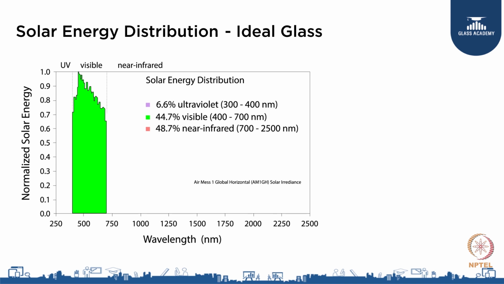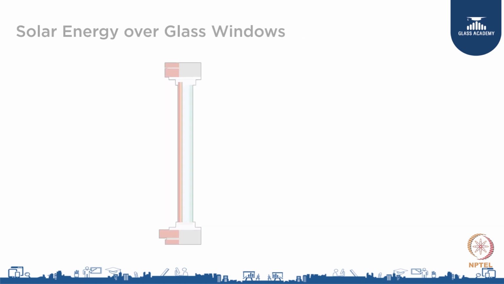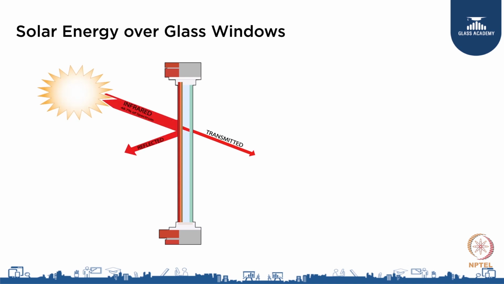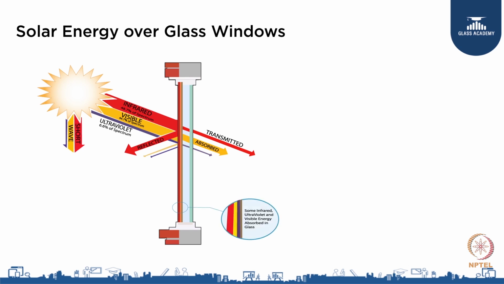But in reality, there is nothing like ideal glass. In real life, we have glasses which have some transmittance in all the wavelengths. So let us try to understand how the glass behaves when the solar radiation falls on it. When the solar radiation falls on the glass, three things can happen. Some of the radiation can pass through the glass. Some of the radiation can be reflected from the glass. And there would be some which will be absorbed by the glass. There are only three possibilities.